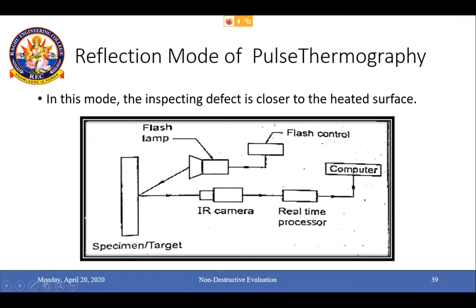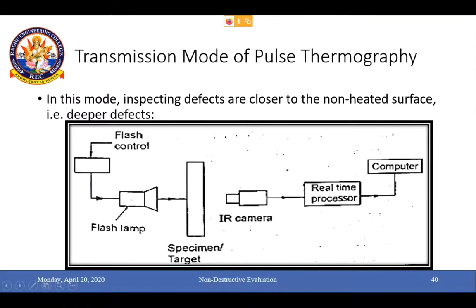That means if the defect is lying somewhere closer to this surface, I think you can see the mouse pointer I'm moving here, then we are going to use the reflection mode of pulse thermography. And when we use the transmission mode, obviously you can see in the diagram, the flash lamp is placed at the back of the specimen, whereas your infrared camera is on this side. Let us assume this is your front end where your IR camera is. The flash lamp is kept at the back. That means the defect is away from the heated surface, closer towards the back surface of the specimen. In such a scenario, we place the flash lamp at the back of the specimen. This type of method is known as the transmission mode of pulse thermography.